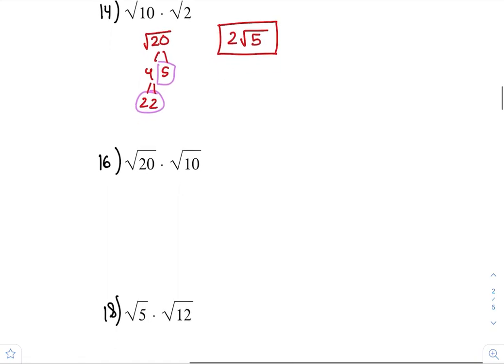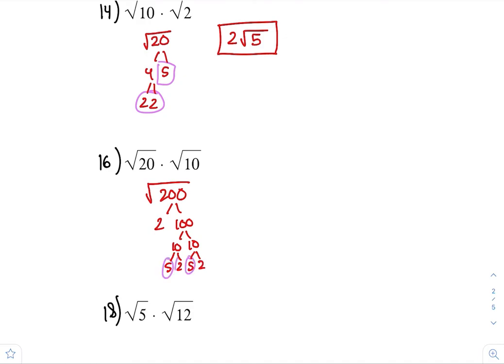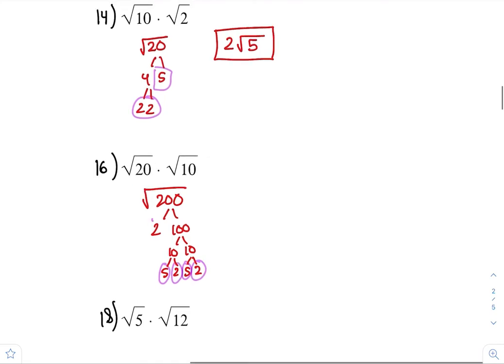16. They are both inside the square root. So square root of 20 times 10 is 200. Factor 2 and 100, 10 and 10, factors of 10, 5 and 2, factors of 10, 5 and 2. So we found a pair of 5s and a pair of 2s. Leftover, 2. So leftover goes on the inside, which is 2. The pairs, one pair of 2s, and we found a pair of 5s. 5 times 2, 10, square root of 2.